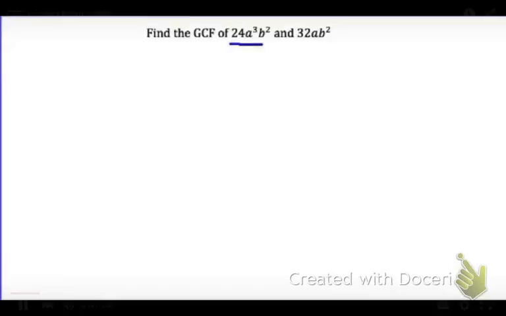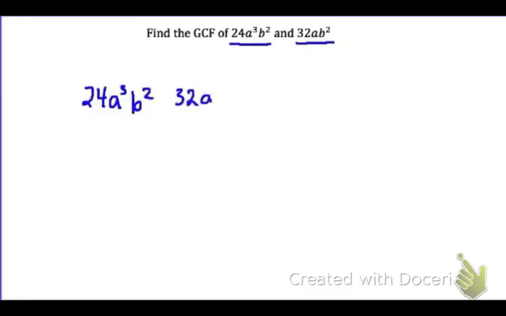Okay, in the second tutorial on GCF, we're going to look at how to find the greatest common factor of two monomials. So remember, a monomial is a combination of numbers and variables. So we're going to look at two different ways to do this. The first way is we will use our double division with the whole monomial, 24a cubed b squared and 32ab squared. So we'll pull out common factors.